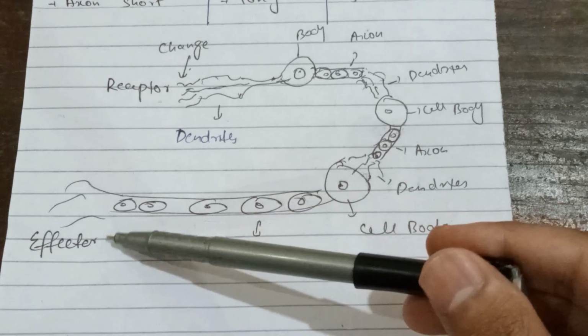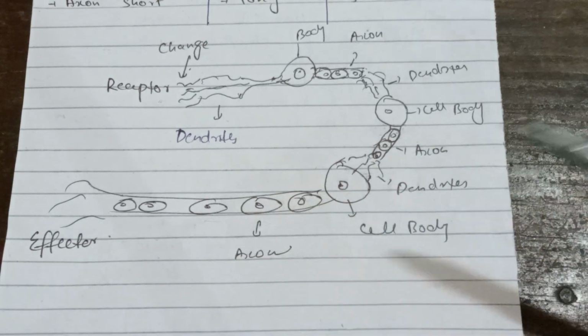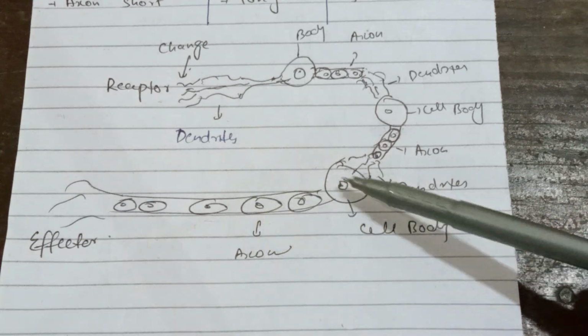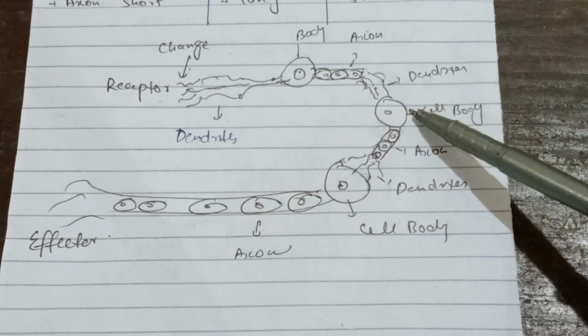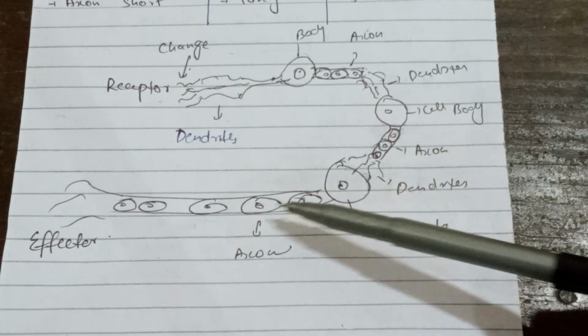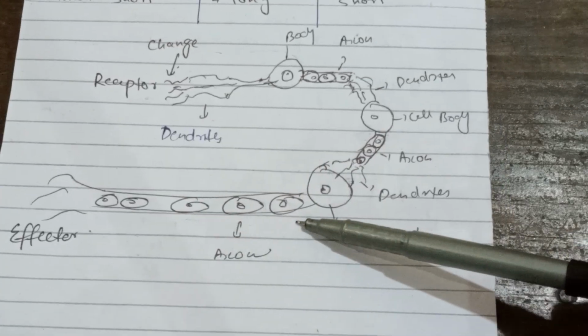This axon will transmit the message to the effector and will tell the effector to take some action, like if our finger is touching some hard thing, we will retract our hand. This is a response. The change is analyzed in the associative neuron and the response occurs through motor neurons.